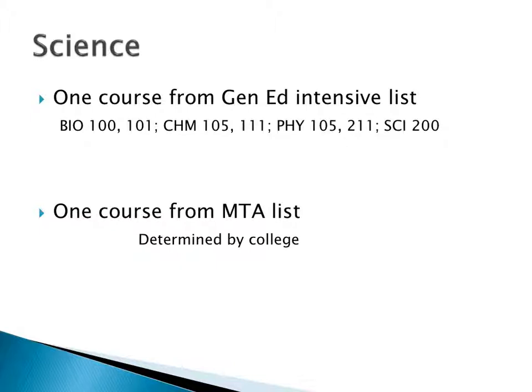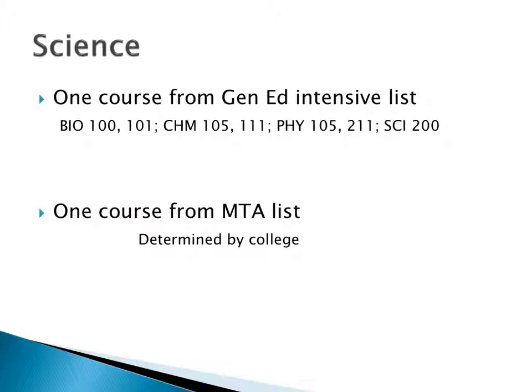Now with the natural science category, you have to take 2 courses. And the way this works is that one of the courses a student is going to have to take is going to have to come from the Gen Ed intensive list. This is a list of courses, as you can see there, that are basically 100 level science courses. And if they've taken 1 course from the Gen Ed intensive list, they're going to have to take 1 course from the MTA list. When I say the MTA list, I mean the MTA science list.